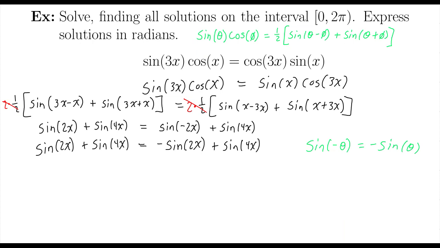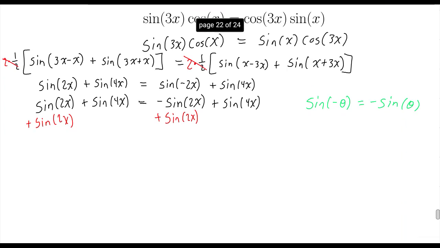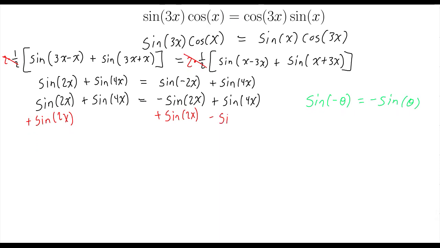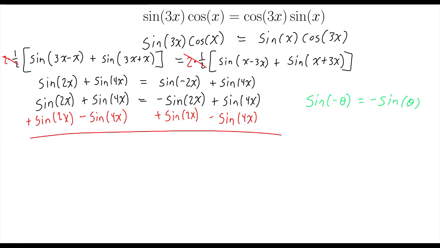Now is typically when I'll try to get everything to one side. I'll actually write this step out: I will add sine of 2x to both sides, and I'm also going to subtract sine of 4x from both sides. This is oddly convenient because the sine of 4x will cancel each other out. I'm left with 2 sine of 2x equals 0. Everything else canceled. If I divide both sides by 2, I end up with sine of 2x equals 0.